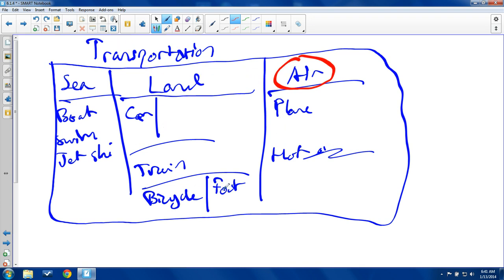If I'm on foot, that means I'm going on land, probably not on sea, right? Or in the air. And that means I'm doing a method of transportation. However, if I'm doing a method of transportation, does that mean that I'm going by sea? Or I guess let's stick with the same example. Does that mean I'm going by land? And does that mean I'm going on foot? Not necessarily.